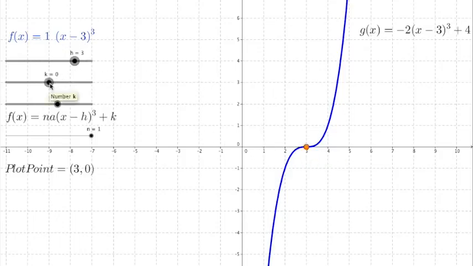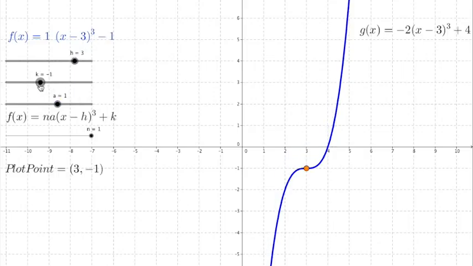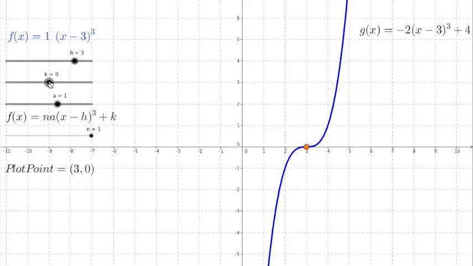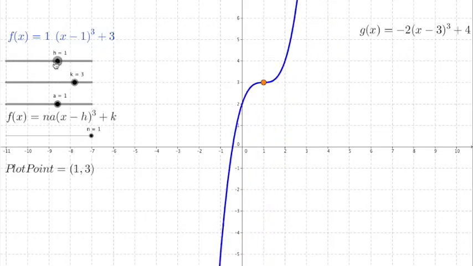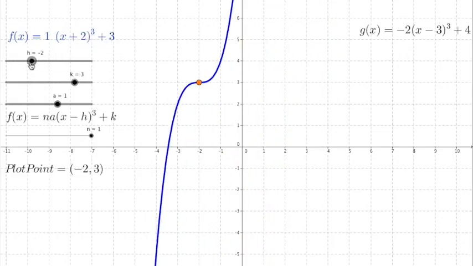All right, now k, on the other hand, if we make it negative, the graph goes down. If we make it positive, the graph goes up. So the number on the outside, not inside the parentheses or not inside the function, is just going to force the entire function to go up or down in the same direction as the sign. So as h goes negative, it'll become x plus on the inside, but it'll move 2 to the left. So x plus 2, 2 to the left.